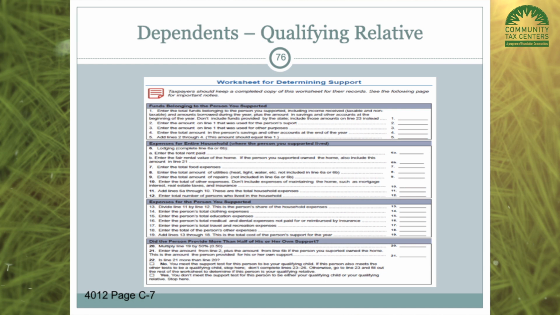And you'll also see in the 4012, if you want to use it, it has a worksheet for determining support. There may be multiple people, like siblings, who are taking care of their parents, and everybody is trying to find out who's going to claim whom or who can claim whom. They can use this worksheet to determine support. Did we actually provide more than half the cost of taking care of our parents? If we did, who's eligible to actually claim our parents for that tax year?